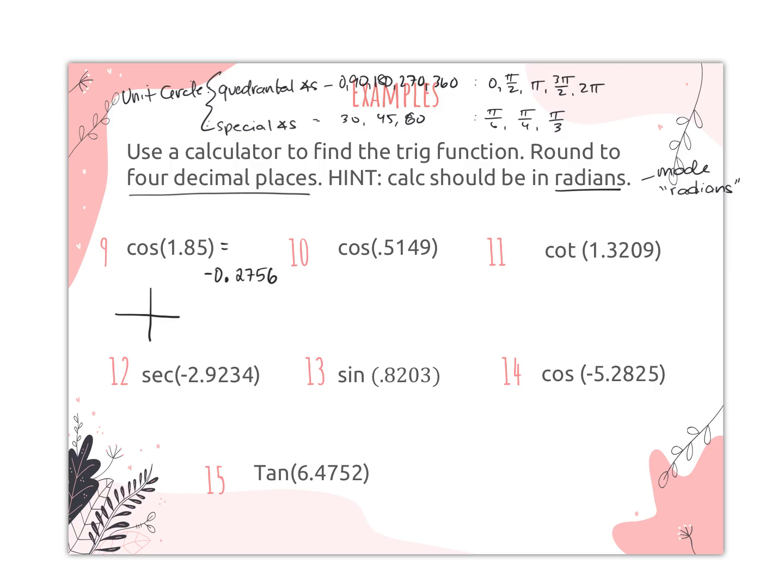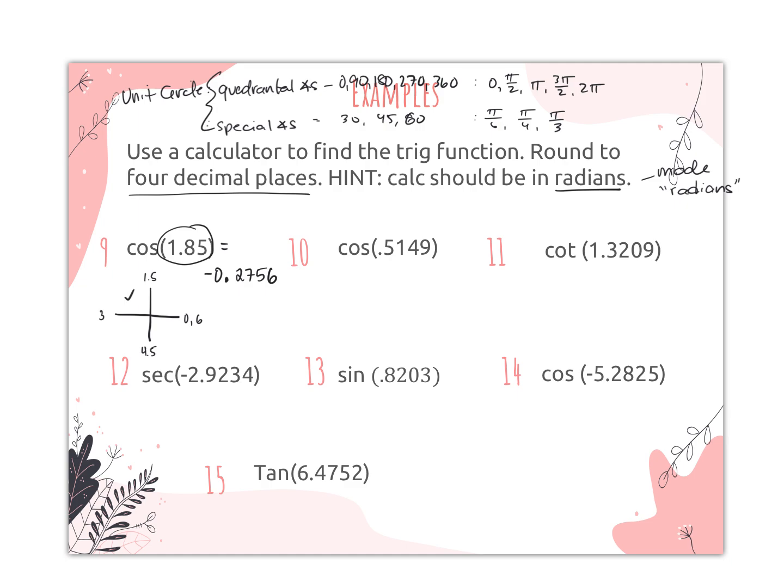But remember again that you're starting at 0 radians and you're ending at about 6 radians. We know that 3 radians is going to be about here. So this is about 4.5 radians, and this is about 1.5 radians. So cosine of 1.85 radians is going to be in this quadrant. And we know that the cosine is negative in that quadrant, so it does make sense.